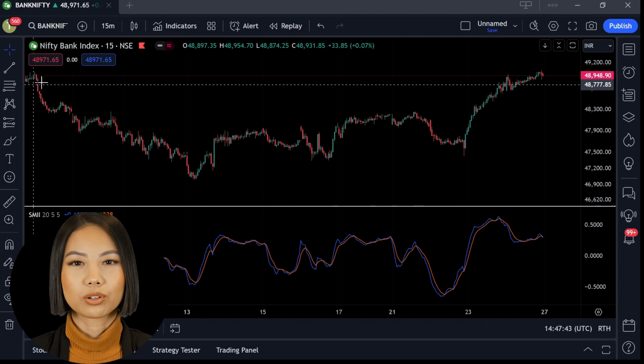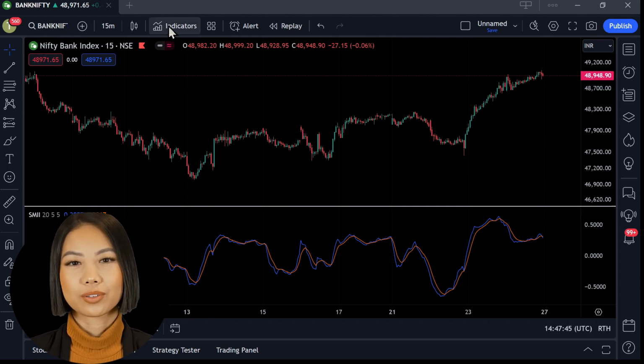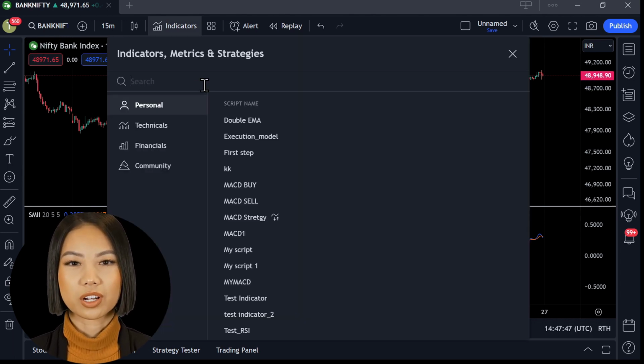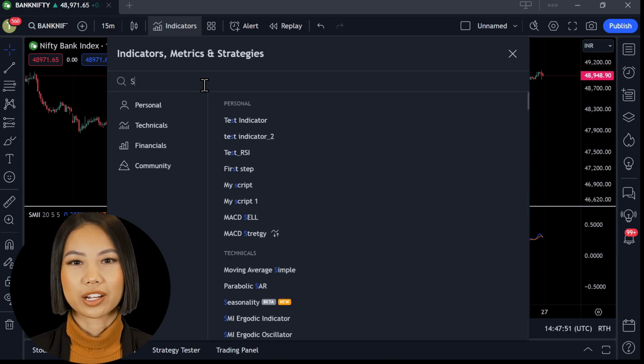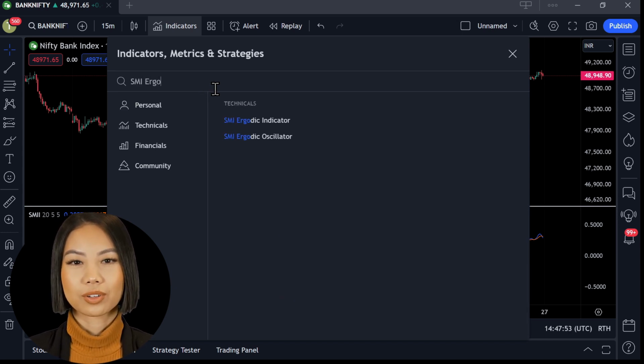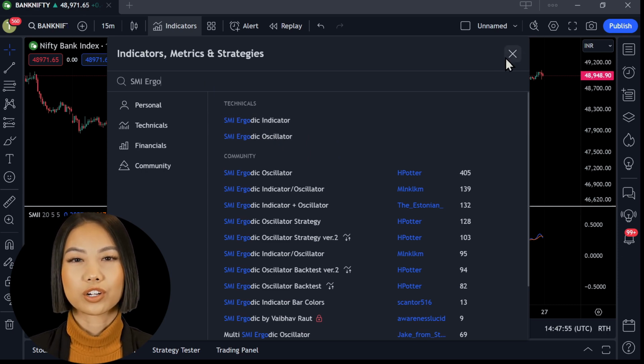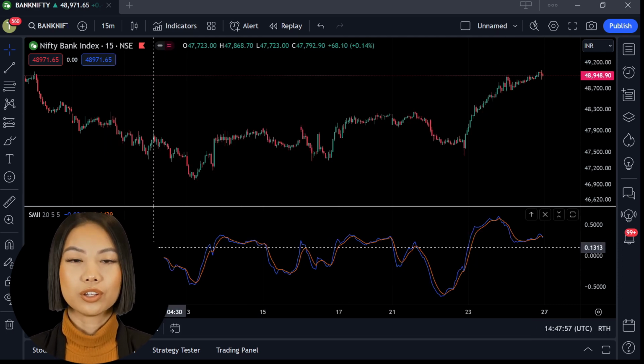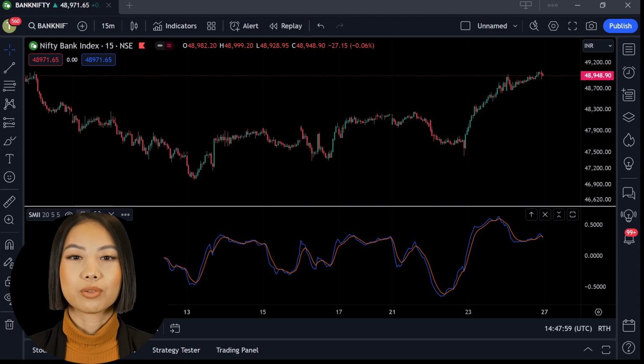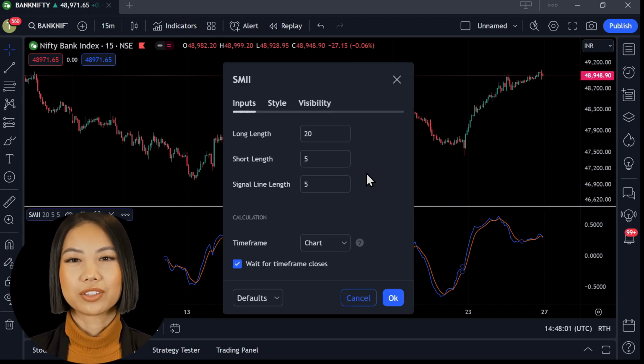How to set it up in TradingView. Open TradingView and select your desired chart. Click on Indicators at the top of the screen. In the search bar, type SMI Ergodic and select it from the list. The indicator will now appear on your chart below the price action. You'll see three main parameters: long length, short length, and signal.